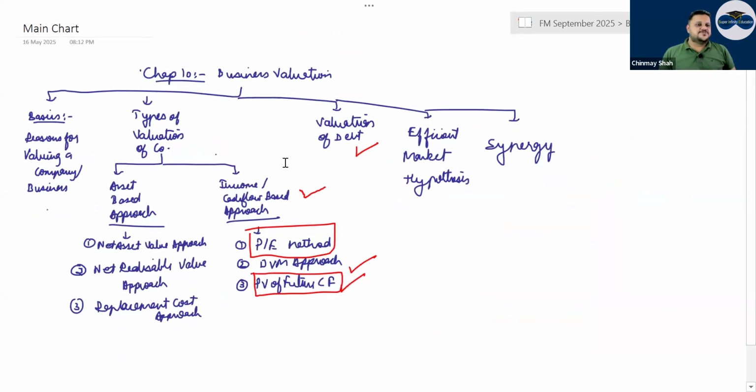Business valuation, reasons for valuing a company or business, correct or not? Types of valuation of a company, right? Now, what are the reasons for valuing a company, correct?